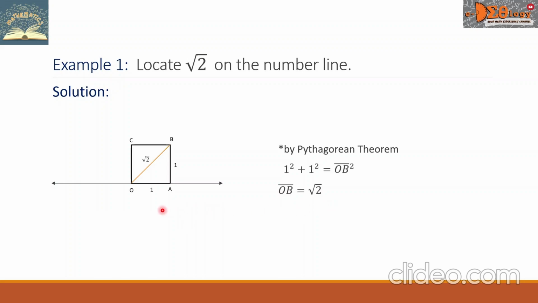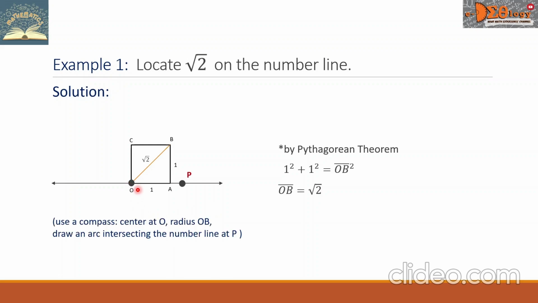On the number line, we put O on the origin. Then we will use a compass. Center at O, radius OB. Then we will draw an arc intersecting the number line at the point P. Therefore, OB is equal to square root of 2, and that will be equal to the line segment OP.